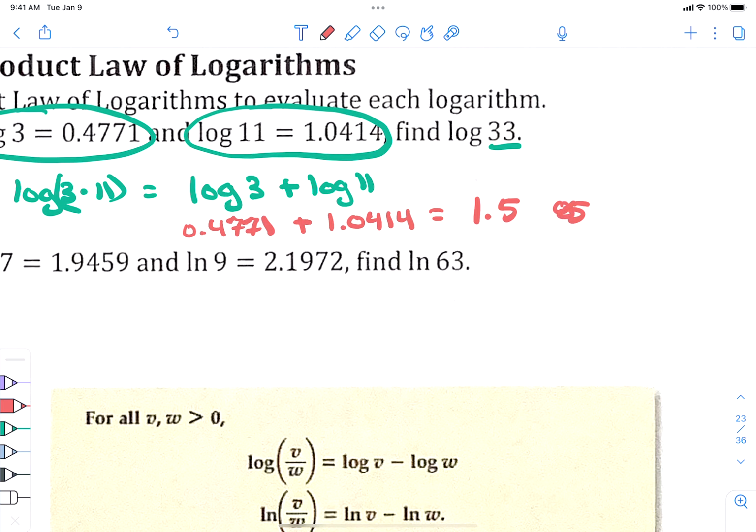5185, 1.5185. I have a question. Yes, sir. Why wouldn't you just plug log of 33 in the calculator?